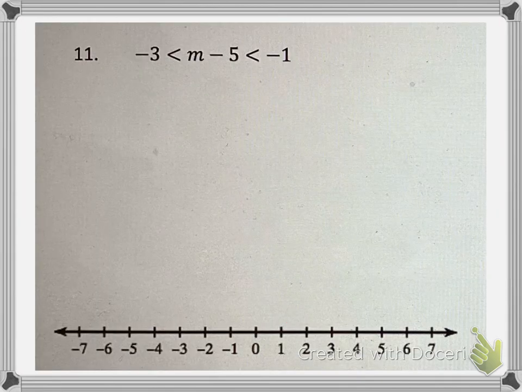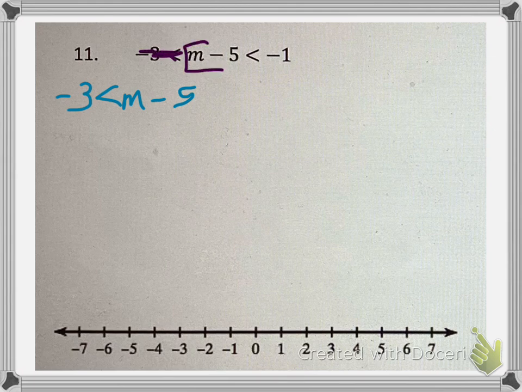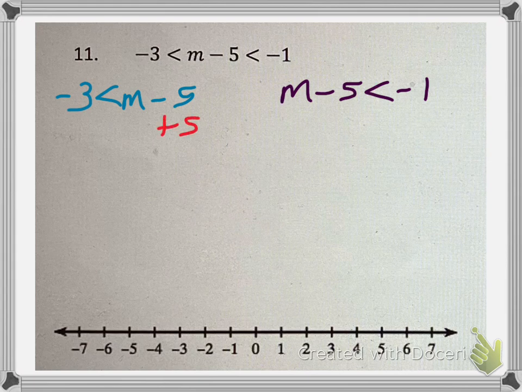All right, another and statement. So I'm going to do this. I'm going to do these here. This is not part of my first one. Okay? So I'm going to go -3 is less than m minus 5. And then I'm going to do it again, but I'm going to do it with this one. That is not part of my statement. So I'm going to go m minus 5 is less than -1. Now we just go ahead and solve them and we work it out. Okay, I'm going to add 5 to both sides.